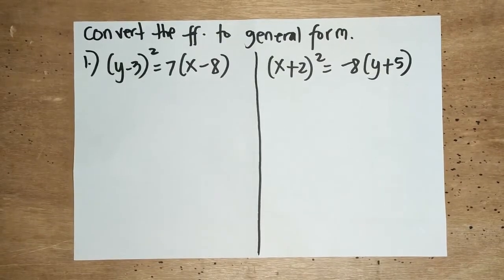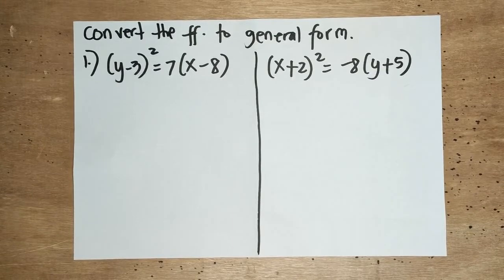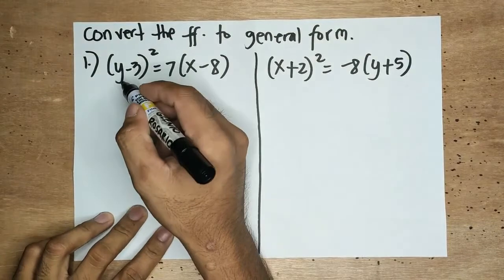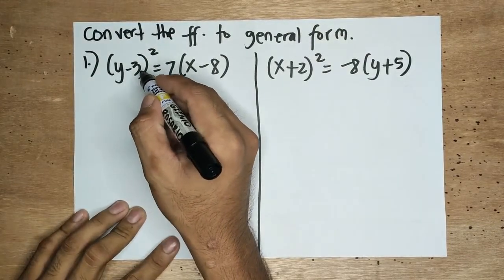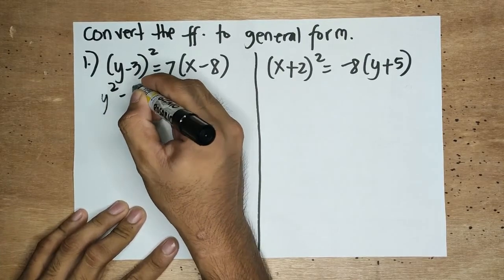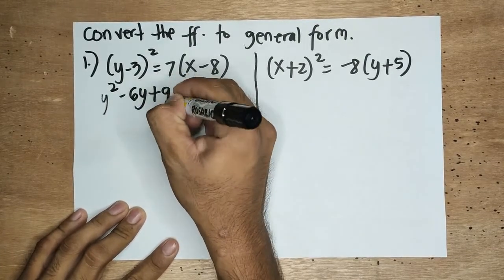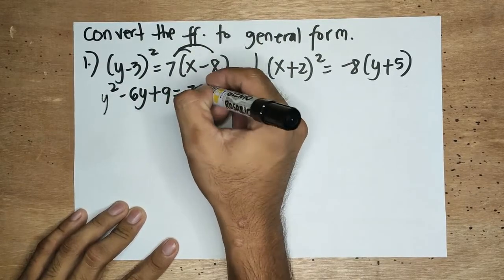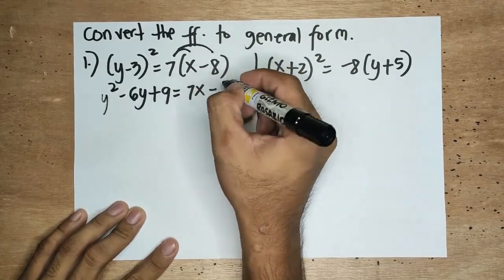In this example, we are asked to convert a given standard equation of a parabola to its equivalent general form. So how do we do that? We expand the square of a binomial. So the first item, y minus 3 squared, we have y squared minus 6y plus 9 is equal to, we distribute 7 to all the terms inside the parentheses. We have 7x minus 56.